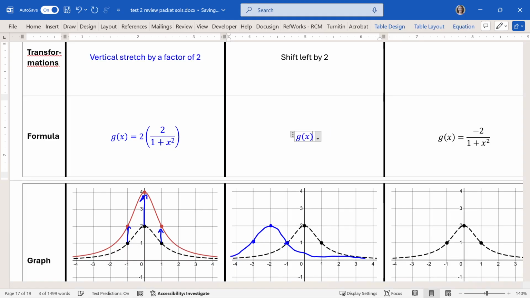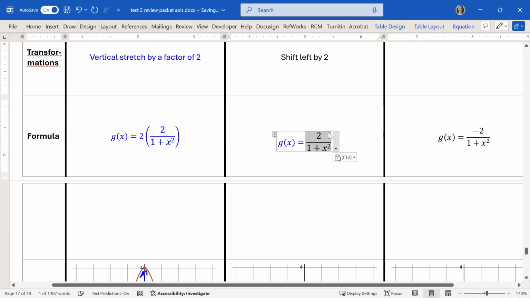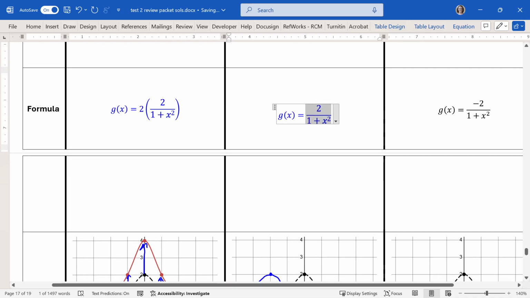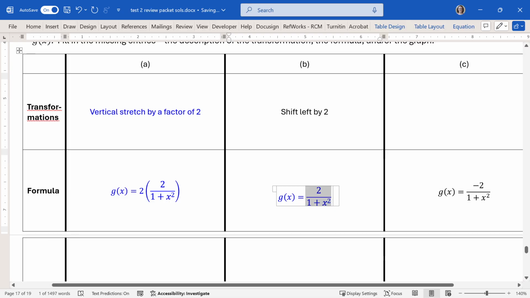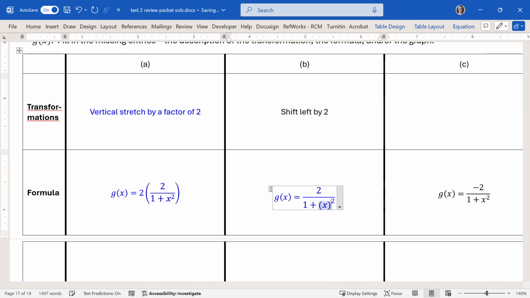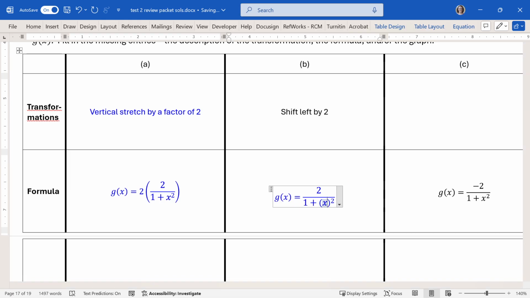I'm going to start with the same formula I had before, and what changes do I need to make? Shift left by 2 is a horizontal change, so whatever we do goes to the x, not to the outside of the formula. And it's a shift, so we're going to add or subtract a number. Since I'm going to add or subtract a number to this x, I need to get the x in parentheses before I do this to protect the order of operations and make sure this happens before it gets squared.